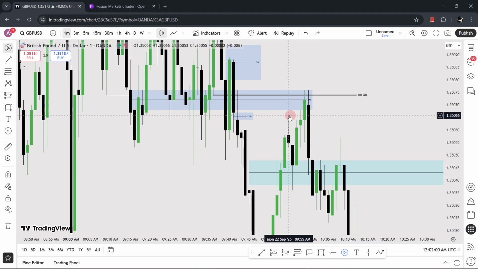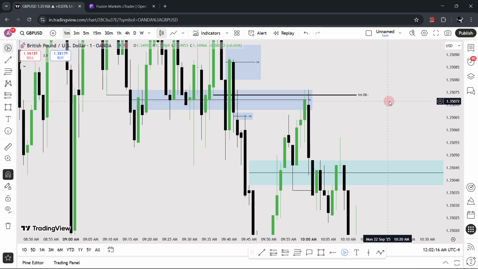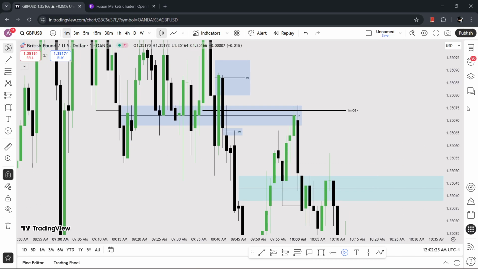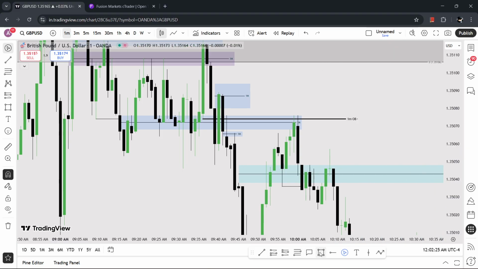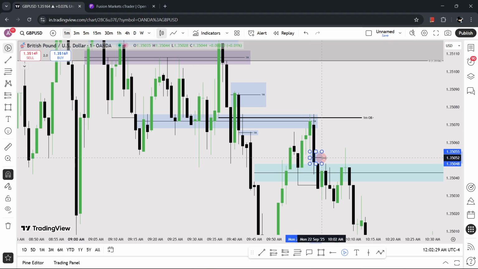So you have a high again, you have a low again, structure shift to the downside. You have this much candle close below this low. Now downside goes again, downside goes. Okay, and it created this particular 1 minute fair value gap there.